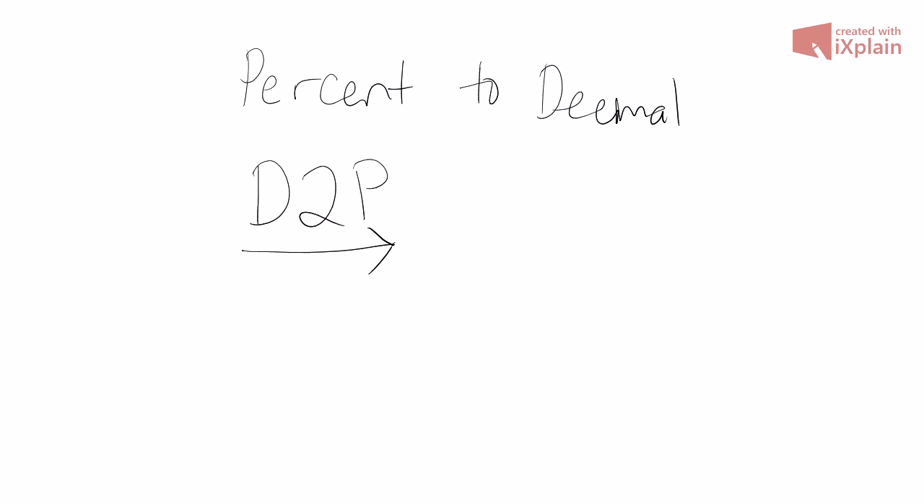This lesson we're going to switch it. So we're going to turn our arrow the opposite way, so it's going to point to the left, and percent to decimals. So we're going two places to the left.